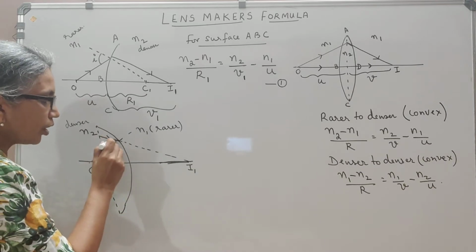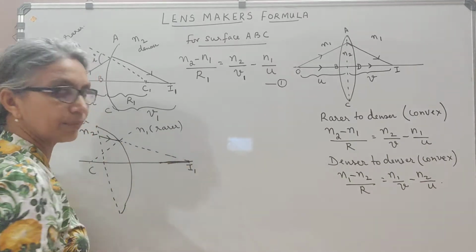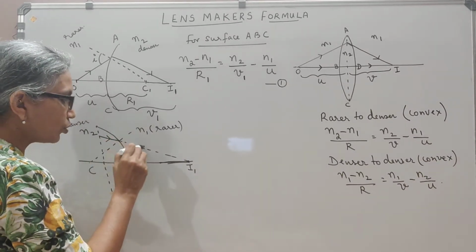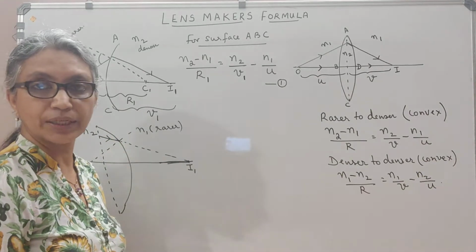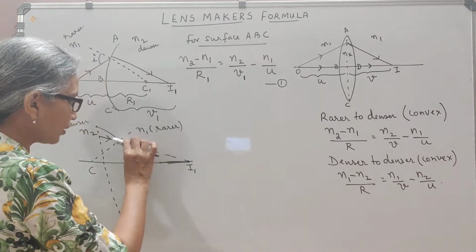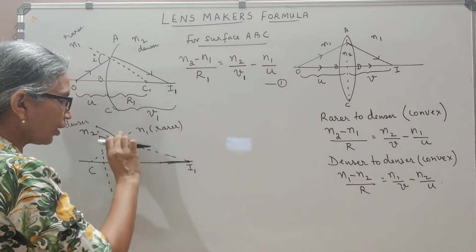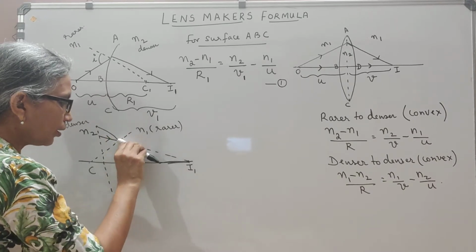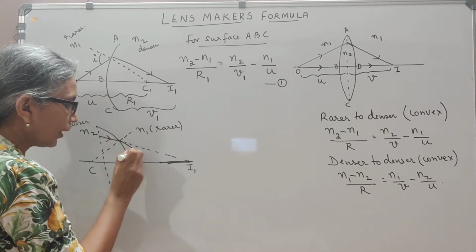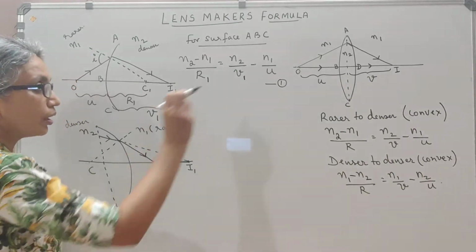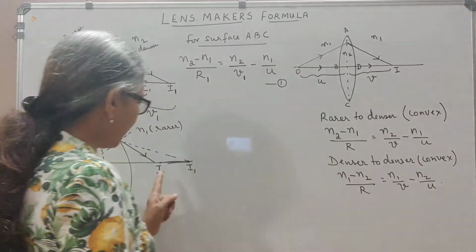So this ray now cannot go on to form the final image at I1 because you are allowing it to enter from denser to rarer medium. It has to bend away from the normal. So what this will do is, instead of going and forming the image at I1, it will bend away from the normal. Your normal is here. It will bend away from the normal and it is going to get your final image at I. So here what we have drawn is that final image I.